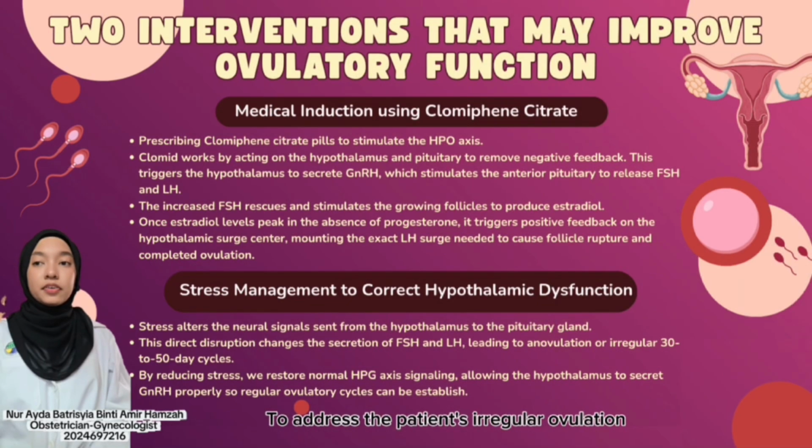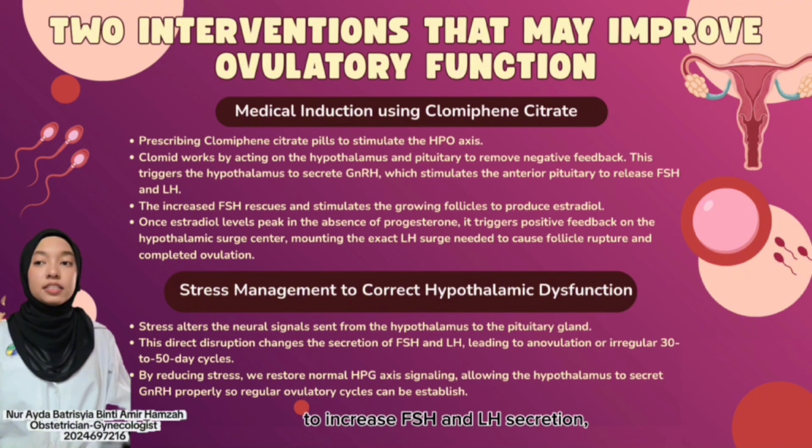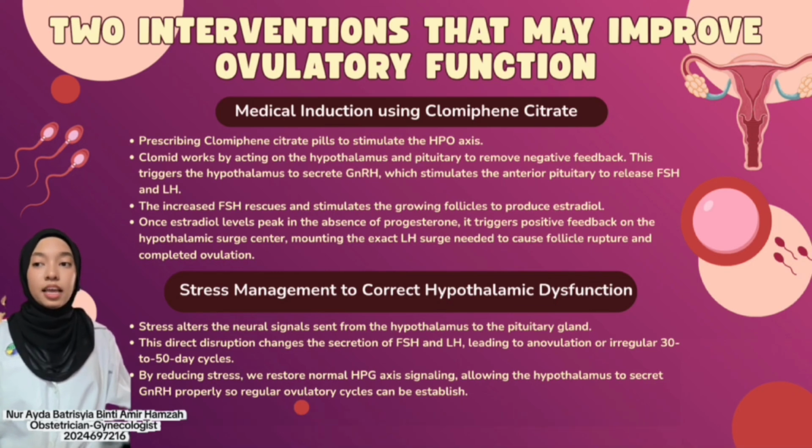To address the patient's irregular ovulation, I recommend two interventions. First, clomiphene citrate, which stimulates the hypothalamus and pituitary gland to increase FSH and LH secretion, promoting follicle development and ovulation. Second, stress management, as stress can disrupt GnRH, FSH, and LH secretion, leading to irregular cycles. Reducing stress helps the patient to restore normal hormonal signaling and regular ovulation.